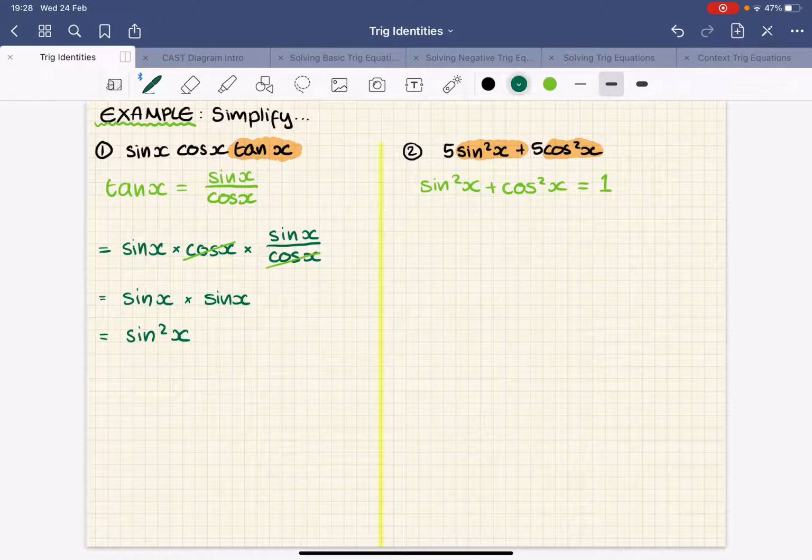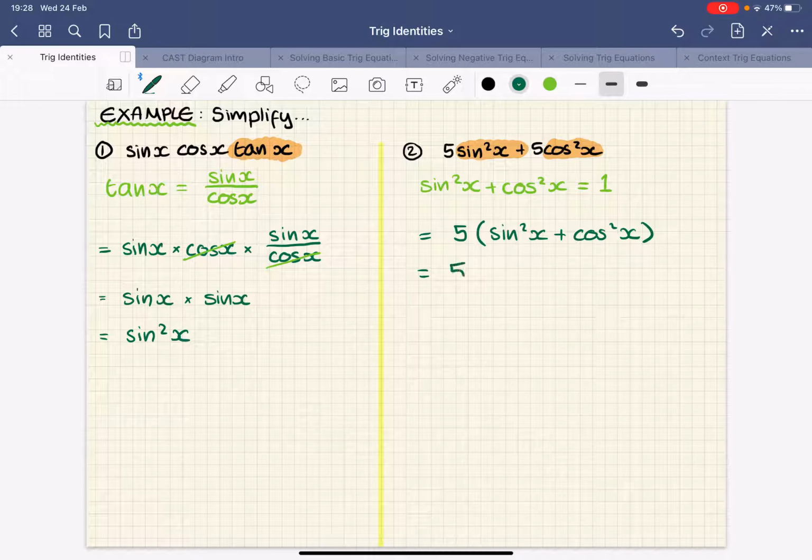So the first thing we're going to do is common factorize it, because we need to get that sine squared x plus cos squared x on its own. They have a common factor of 5. And inside the bracket is going to be our sine squared x and the cos squared x. And then I know that little expression there is the exact same as 1. So I change it to 1. And so my final answer, my simplified answer, is 5.